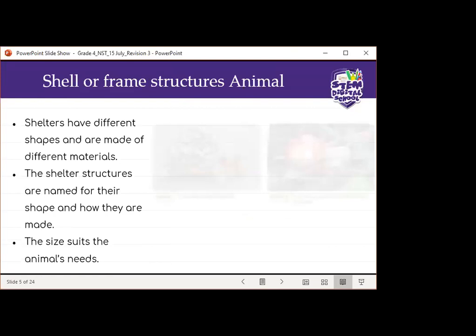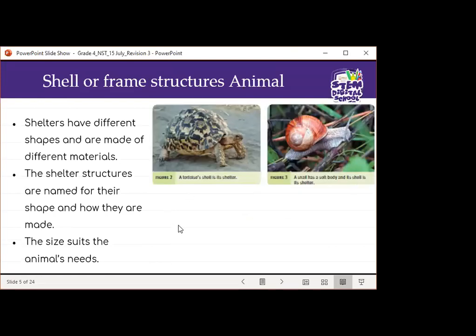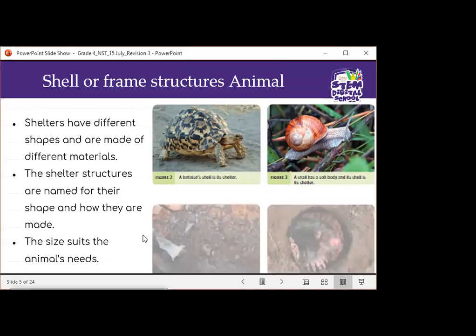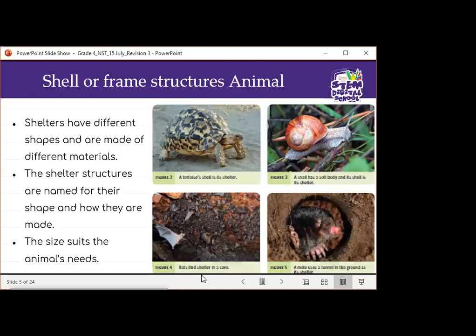All right, so here we have examples of shell or frame structures in animals. Figure 2 is indicating to us a tortoise shell is its shelter. As you know, guys, tortoises usually just hide themselves in when they find danger or anything like that. So they would just get into their shell there. And then we also have a snail, which has a soft body, and it also uses its shell as its shelter. Okay. So the snail uses its shell as a shelter, and the tortoise also uses its shell as a shelter. All right. Okay, so here we also find in figure 4 that bats find shelters in caves. Okay, and here in figure 5, it shows that a mole uses a tunnel in the ground as its shelter. Okay.